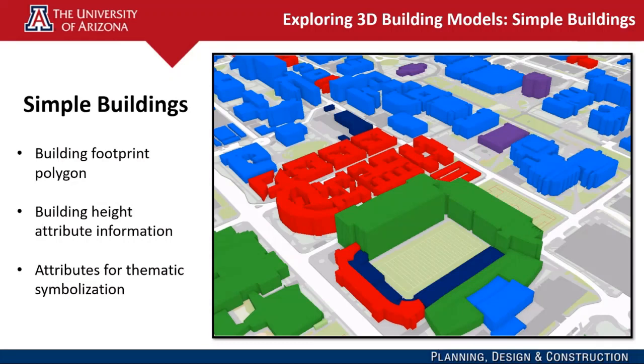So in this example, I had a number of floors, and I made an extrusion expression that multiplied that number of floors by an average floor height, which is about 12 feet. And then from there, I could use all the other attributes in the polygon layer to do some thematic symbolization. So you can see some residence halls, academic buildings, athletic facilities, etc.